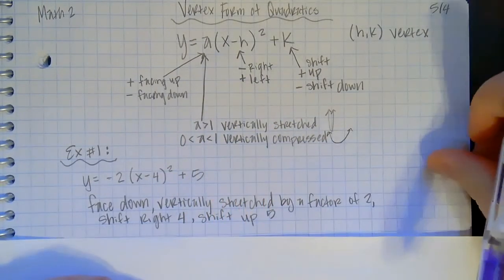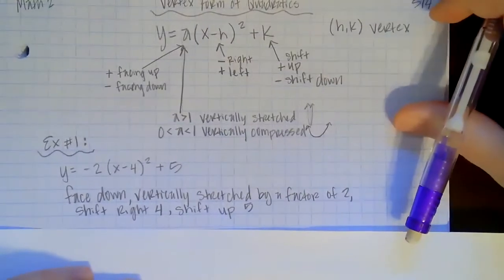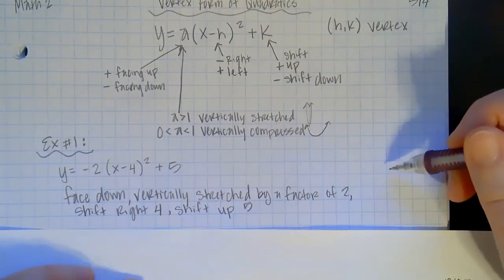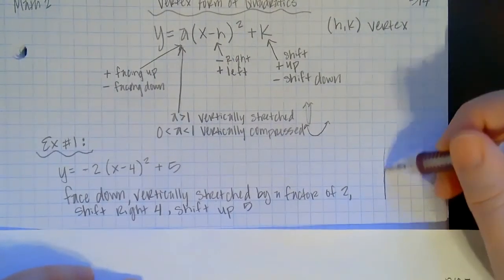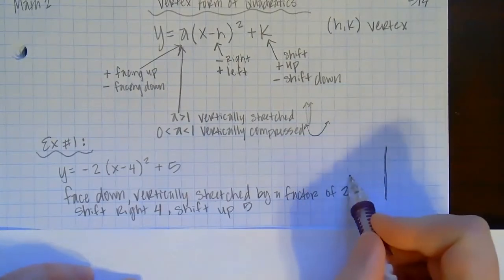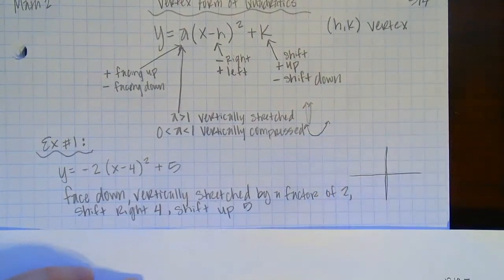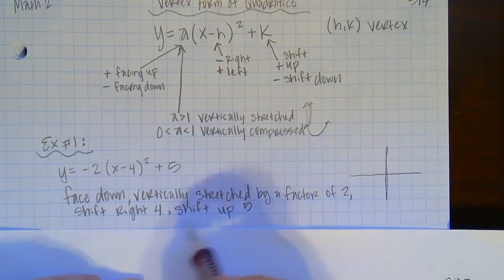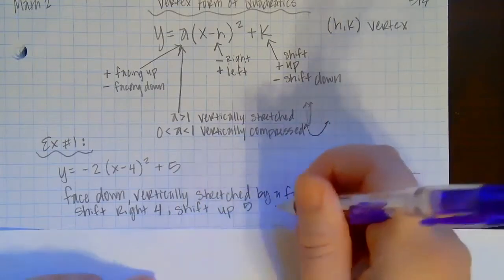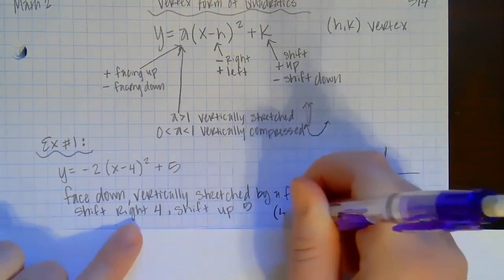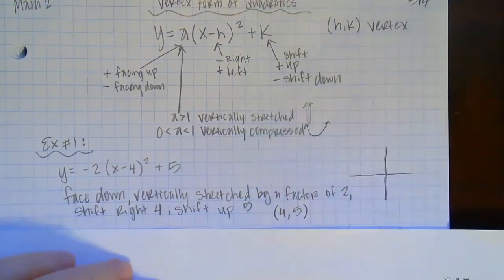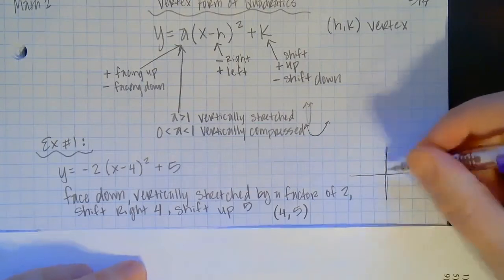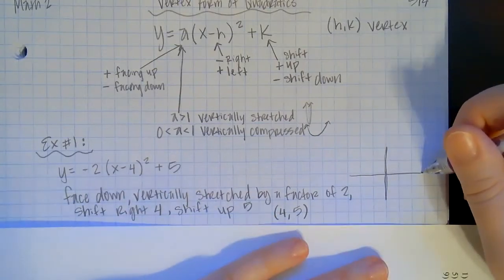Now, if I wanted to graph, which I didn't ask you to do graphing right here, but you will have to do it eventually. If I wanted to graph this, I'd make my little graph, just showing you what it would look like. So I'd start off with this part right here. So the vertex is obviously, if it's right 4 and up 5, it's going to be (4, 5). So I would go to (4, 5).